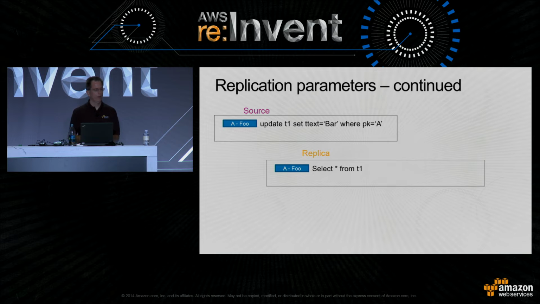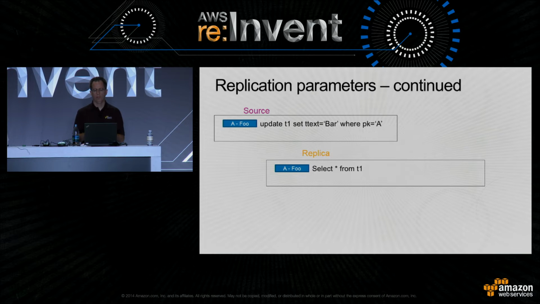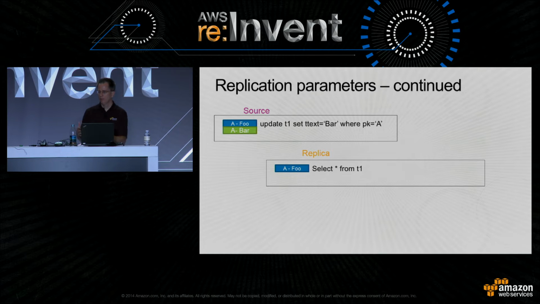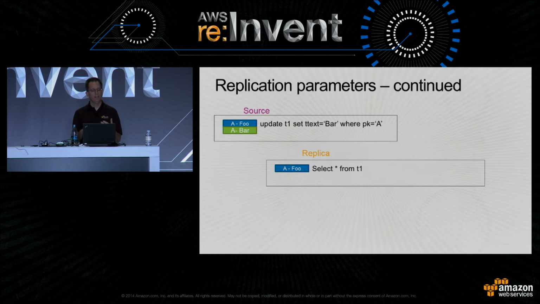Well, what happens if we go do an update to that row on the source? Well, for Postgres, how it does its MVCC is to essentially make a new row and keep the old one around to satisfy any queries. So that's what it looks like. We end up with that new row called a-bar. This, of course, is going to be replicated down to the replica, just like you'd expect.